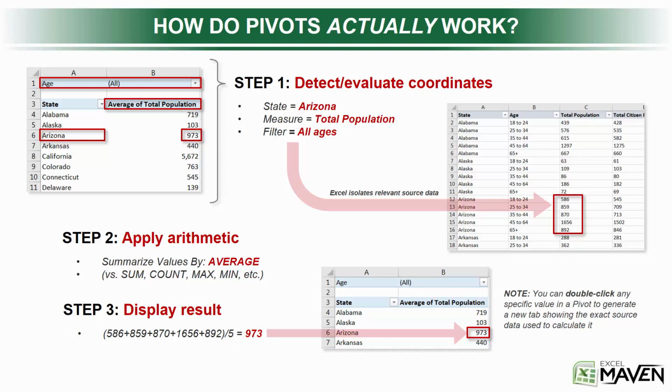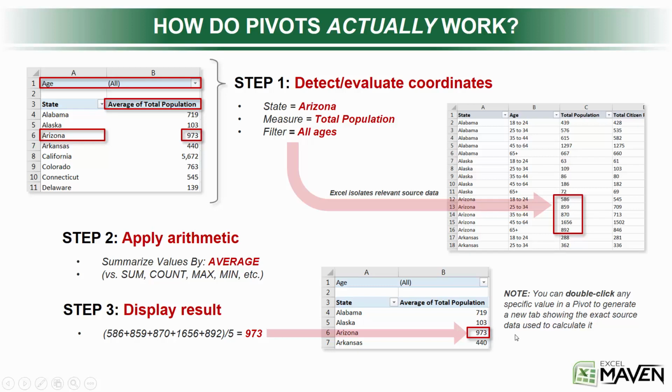Now, once Excel knows which cells meet those criteria, step 2 is about applying any arithmetic. So sometimes you want to return the sum, the count, the max, or the min. In this case, we want to return the average of total population. So given these 5 cells from step 1, step 2 is about applying that average. And then finally, step 3 is when Excel just displays the result. So it takes those 5 numbers, adds them up, divides by 5, and that returns the 973 that then gets displayed in the pivot table.